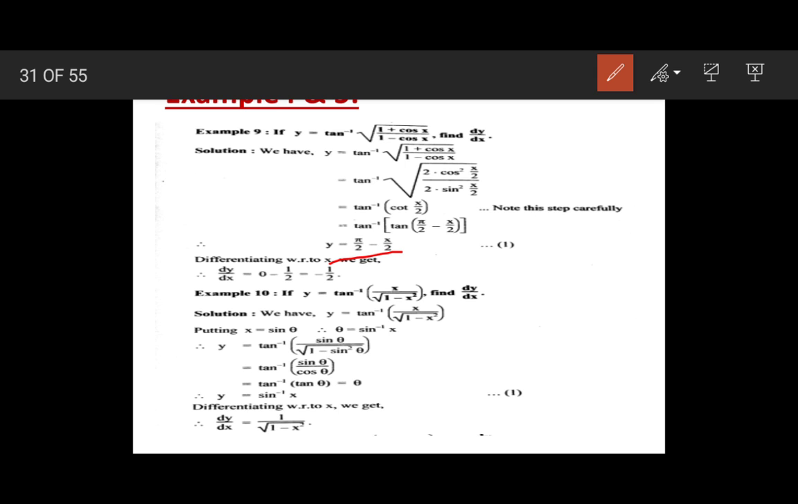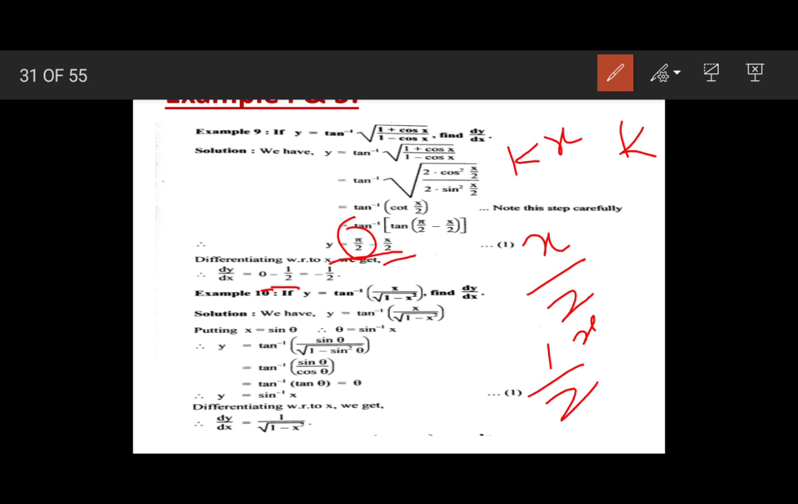Now differentiating with respect to x. So derivative of pi upon 2 is 0. Derivative of x upon 2 is 1 upon 2. Okay, it is in the form of kx. Derivative of kx is k. So for x upon 2, that means 1 upon 2 into x is given, right? So that will be 1 upon 2. Okay, so the derivative is minus 1 upon 2.